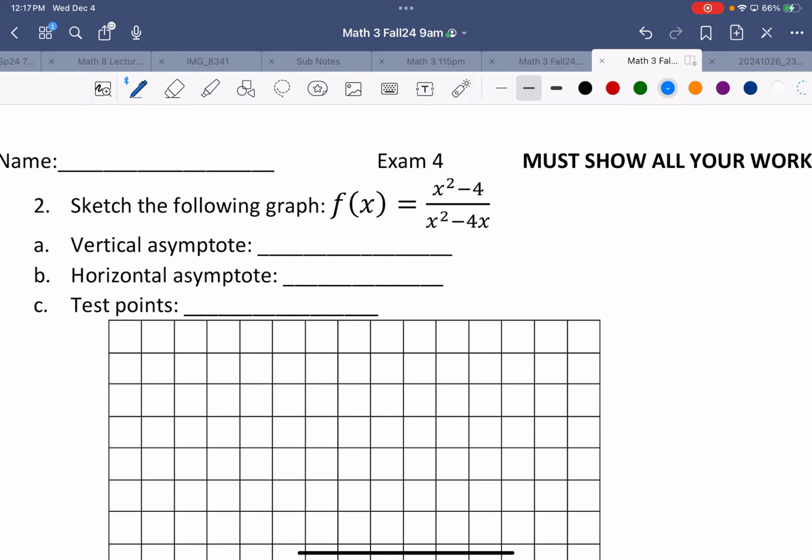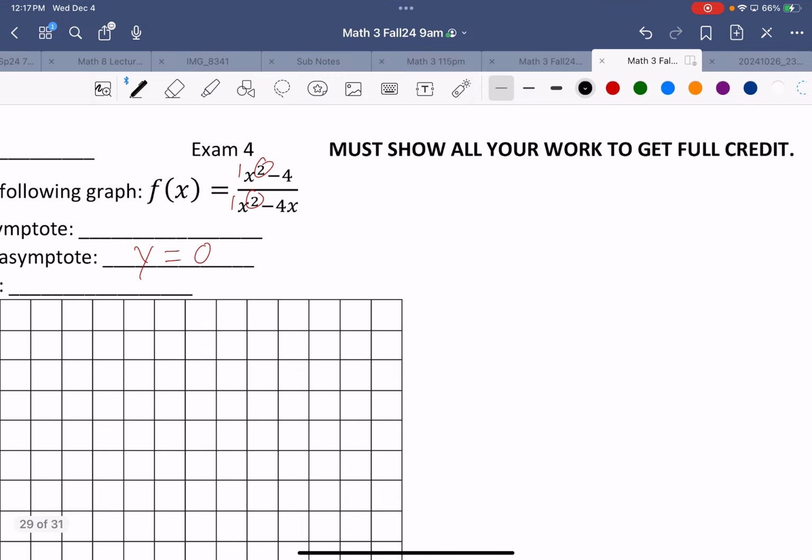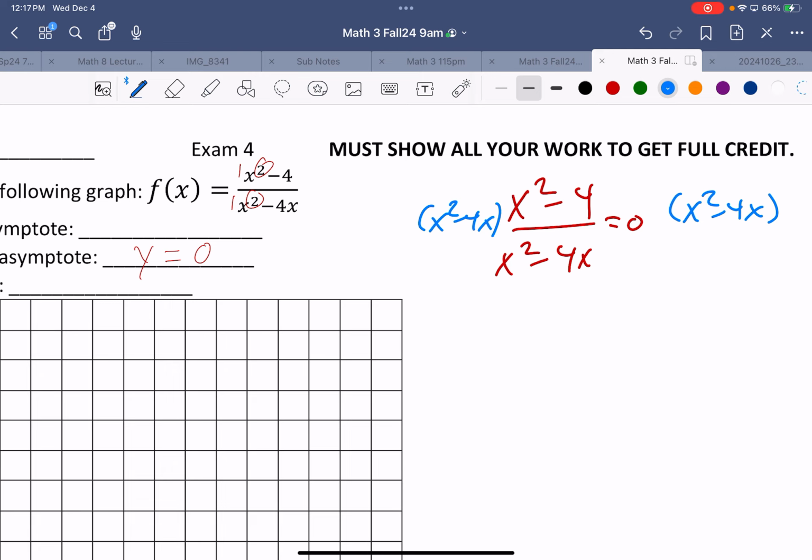Now, these that get a little bit bigger, I can tell my horizontal asymptote already because these two are the same. I divide my leading coefficients. My horizontal asymptote's at 0 again. You have to check for intersection though, right? x squared minus 4 over x squared minus 4x equals 0. I multiply that x squared minus 4x to both sides. Right? Cancels here. That becomes 0. Is that right?